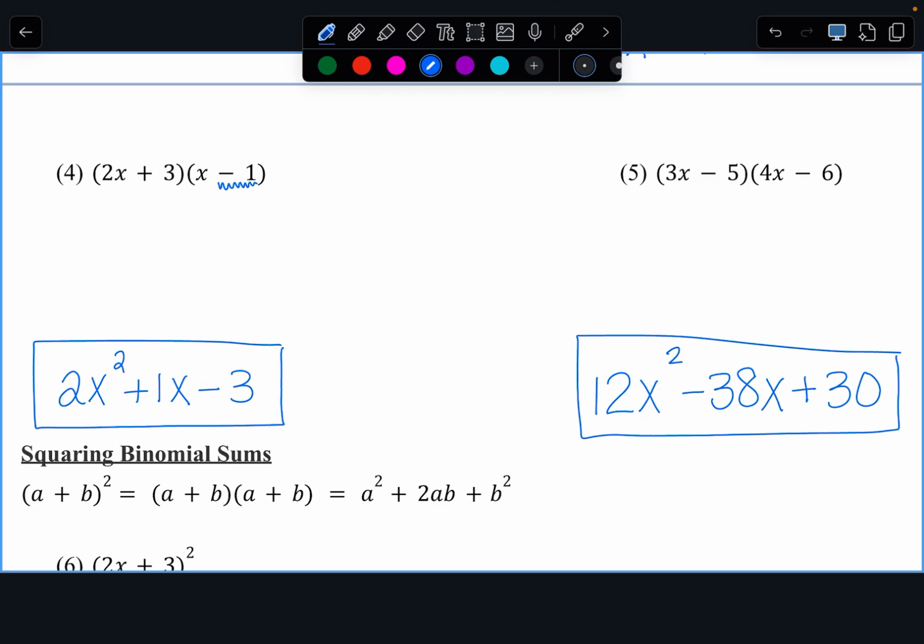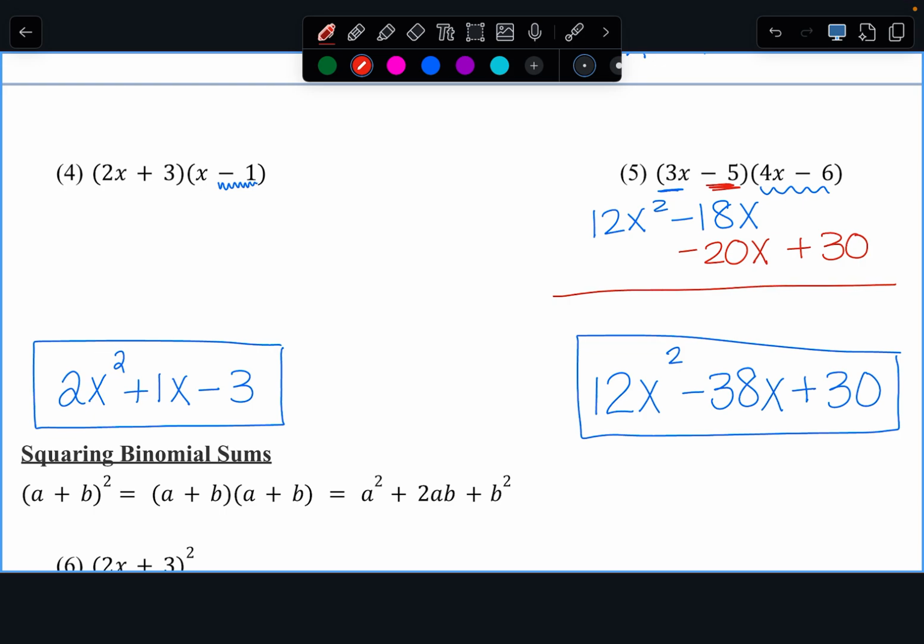All right, let's see. So if we multiply 3x by that, we get 12x to the second. And then minus 18x, right? And then if we multiply negative 5, and then we get negative 20x, negative 5 times negative 6 is a positive 30. Wait, how did you get 30? Because negative 5 times negative 6. Oh, okay. Yeah, I did it.